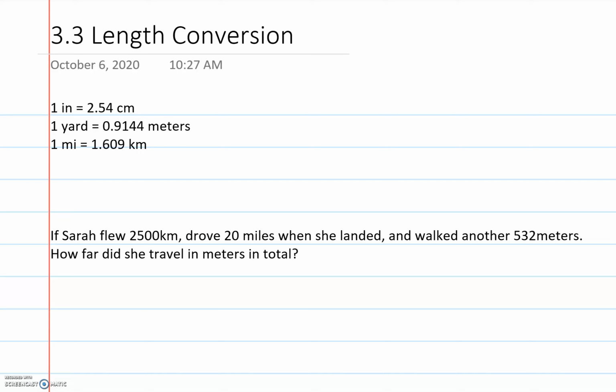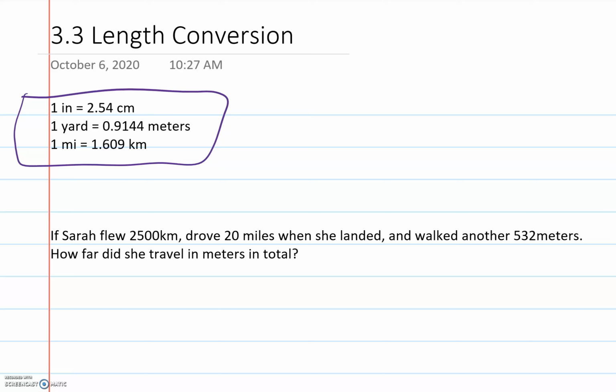So length conversion is just unit conversion, and when we are talking about unit conversion, it's quite straightforward. You can have a question where there is more than one conversion step, and that's really where it can possibly get complicated. So here are some conversions to just notice.